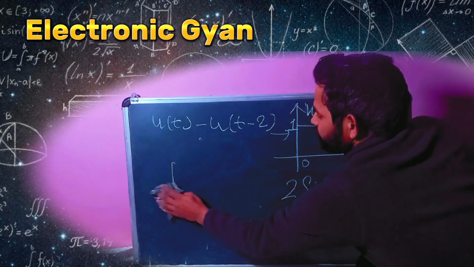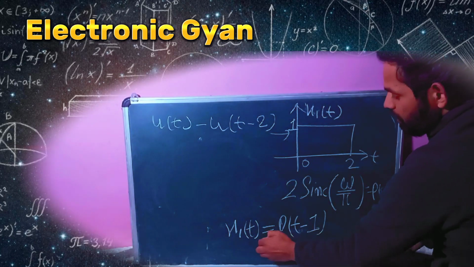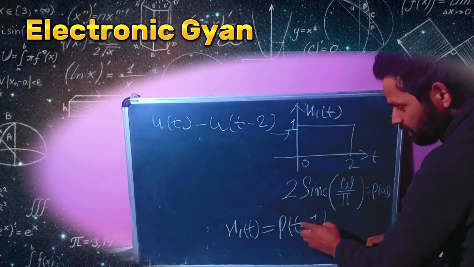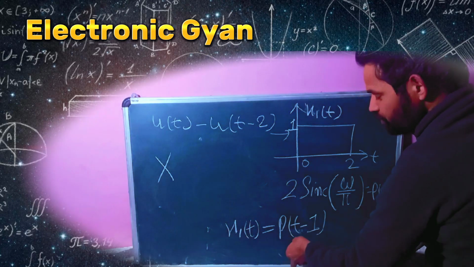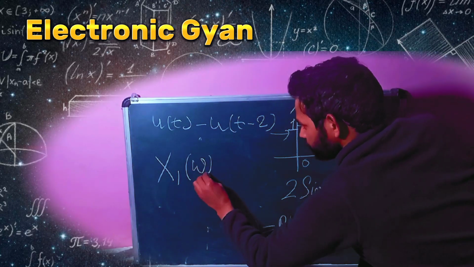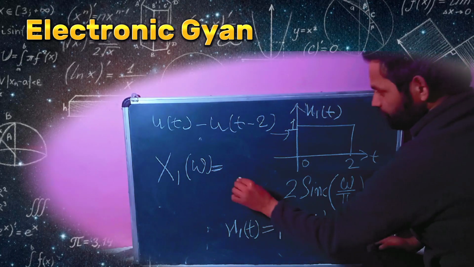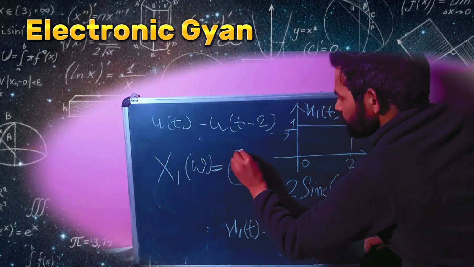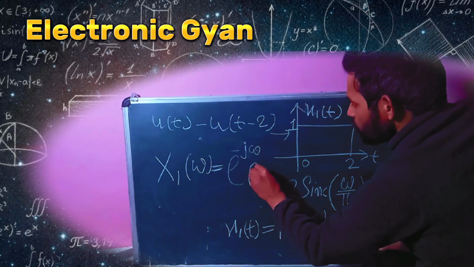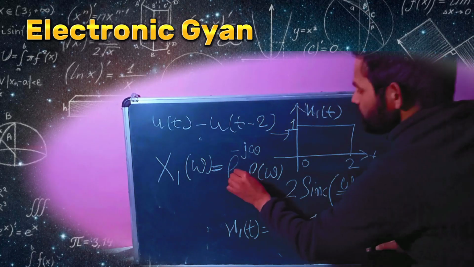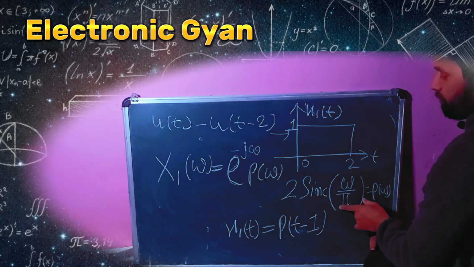If you see this x1 of t signal, and apply the Fourier transform on both sides, here it is shifting in the time domain. So if I apply the Fourier transform on both sides, I will get x1 of omega equal to this shifted version, shifted in the time domain, which is nothing but e to the power minus j omega into p of omega. So this is the Fourier transform of this signal. What is my p of omega? This one.